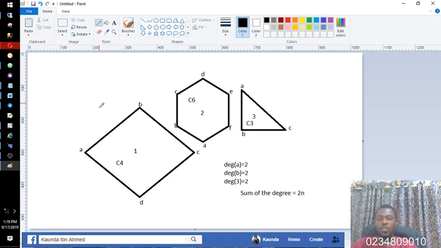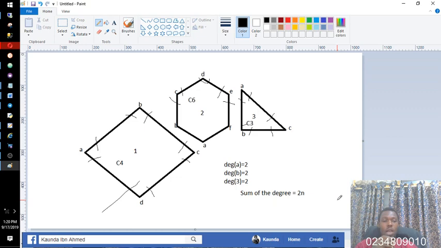If you look at this, there are 2 lines leading to A or moving away from A. The same for B, 2 lines, the same for C, 2 lines, the same for D. This one, 2 lines. This one, 2 lines. So for all cycles, each of the vertices has a degree of 2. And to get the sum of the degrees, you get twice the number of vertices you have.